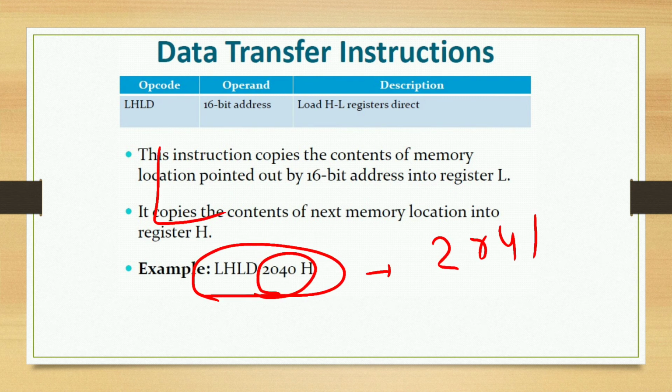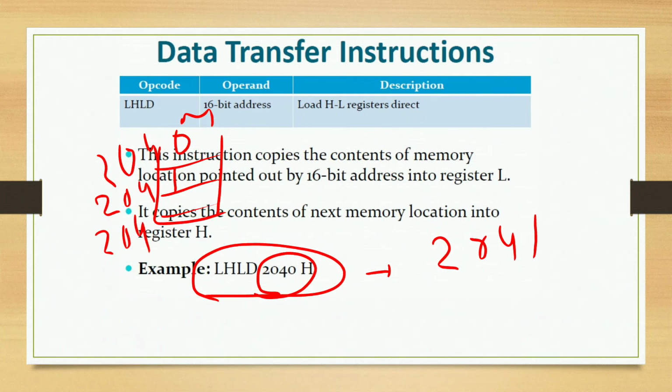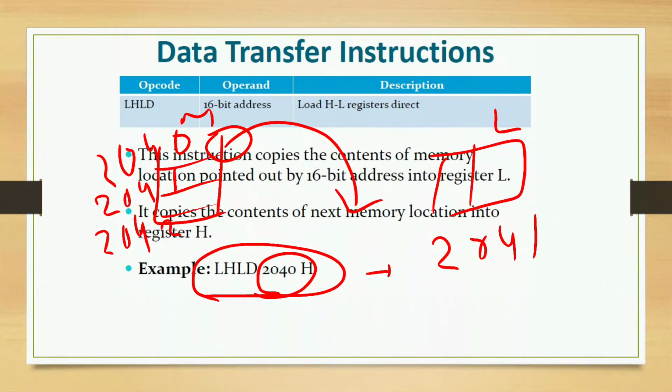Here is the memory, and suppose the locations are 2040, 2041, 2042. The content of location 2040 is loaded into the L register, and the content of memory location 2041 is loaded into the H register.